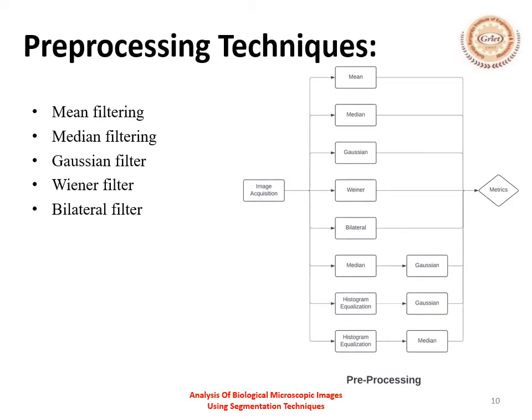These are the various pre-processing techniques we are going to use in the project, which are mean filter, median filter, Gaussian filter, Wiener filter, and bilateral filter. We are going to apply all these filters to the set of images and compare the results using metrics.